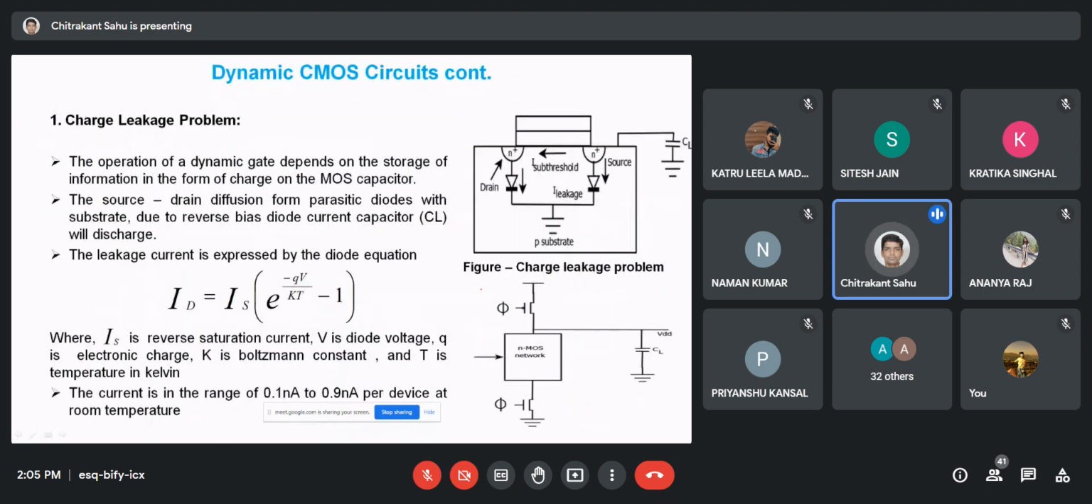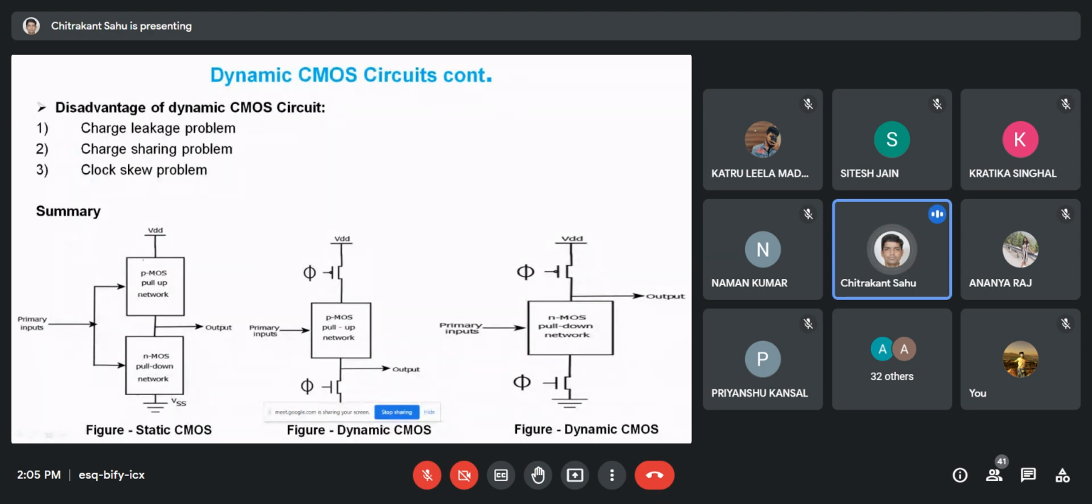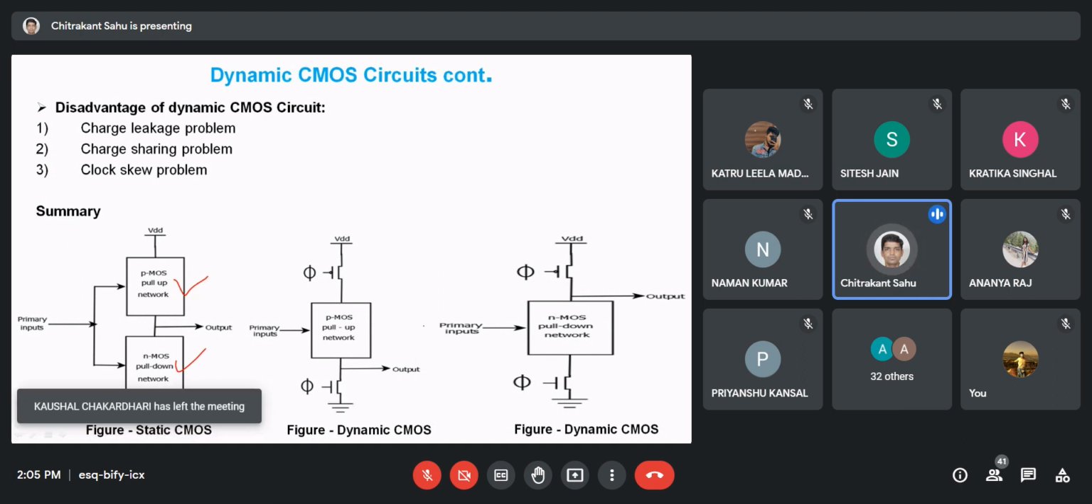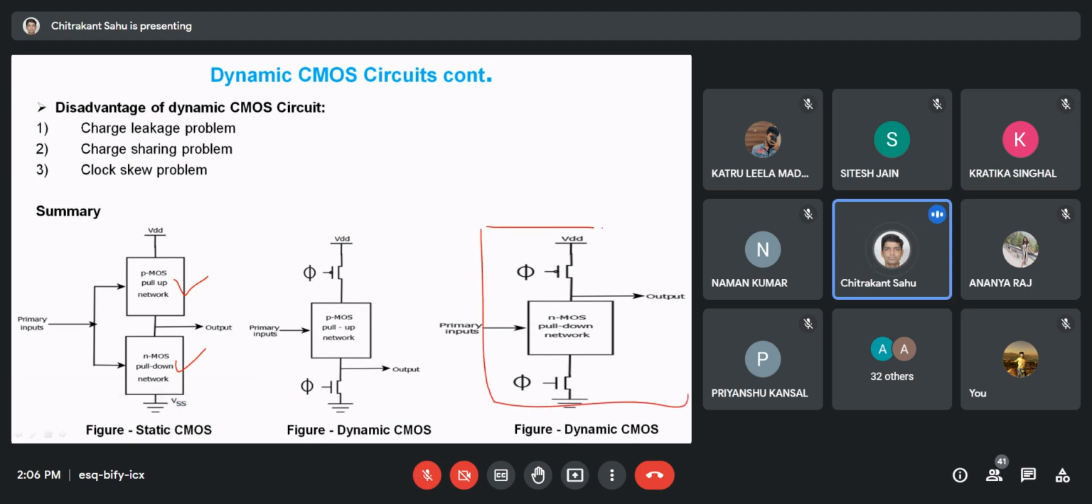We have seen certain diagrams also, like this is the diagram. The beauty of dynamic logic is that it can be made from either network. It can be made from the pull-down network, in which case this circuit can be used, or from the pull-up network, in which case this circuit can be utilized. Here only PMOS is used as the pull-up network, and there NMOS is used. So these are the alternatives, and as per the requirement, dynamic circuits can be utilized for the applications.